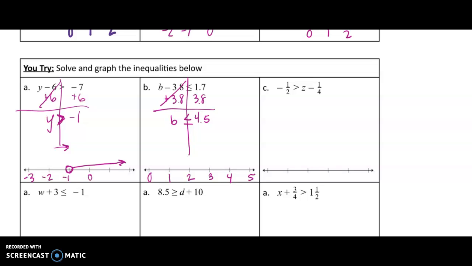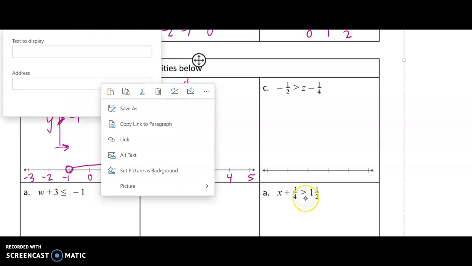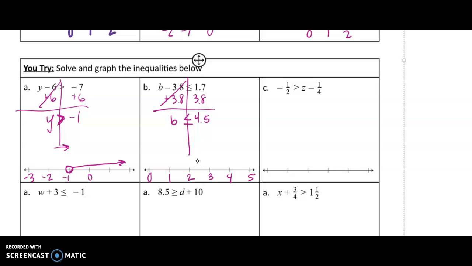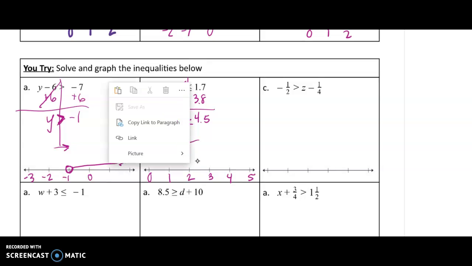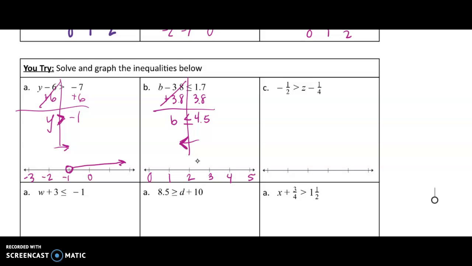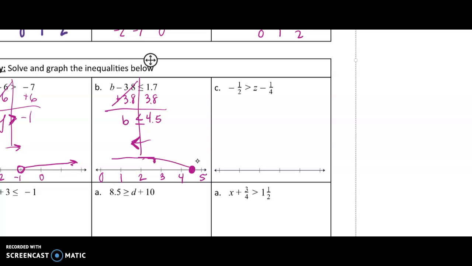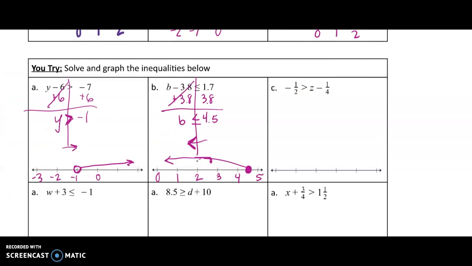And so our variable's on the left, so that means that this inequality is pointing in the direction that our graph is going to go. And so I'm going to go to 4.5, so that's halfway between 4 and 5. It is a closed circle. And I am going to go to the left. I go to the left because that inequality is less than or equal to, so it's everything smaller than 4.5.